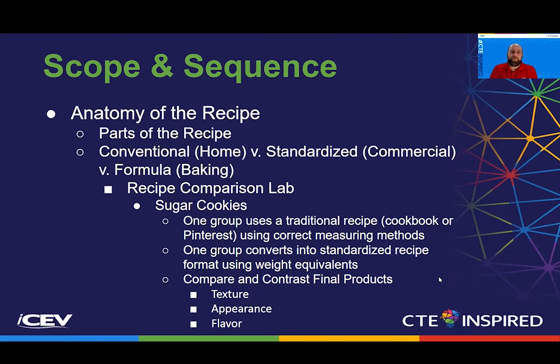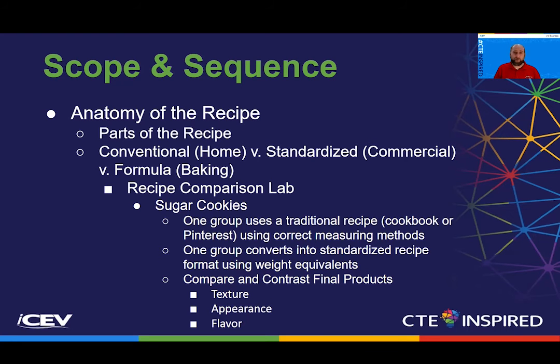We'll then go over the anatomy of the recipe where I look at the parts of a recipe card and a part of a recipe. We compare conventional or home recipes with standardized recipes versus formulas for baking. We look at doing a recipe comparison lab. This is an optional lab. If you don't want to do it, you don't have to.